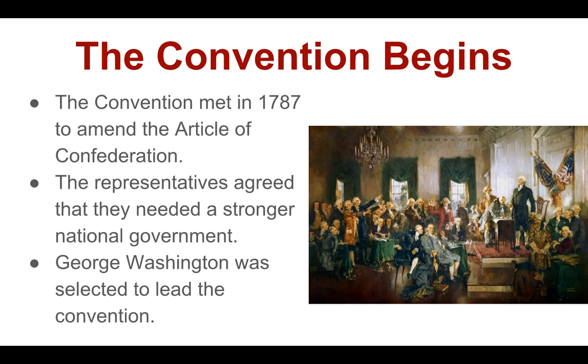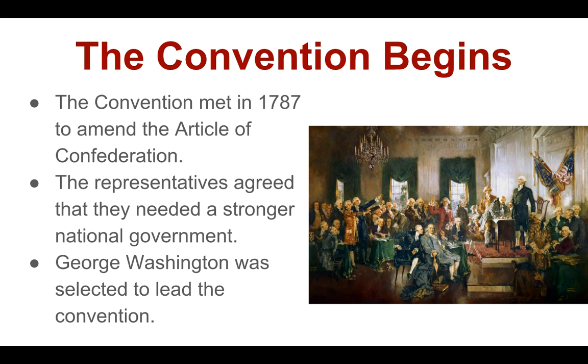The convention began in 1787 with the expressed purpose of amending the Articles of Confederation. The Articles of Confederation were recognized as not working, and therefore they needed to be changed. At this Constitutional Convention, the vast majority of the representatives who arrived recognized that they did need a stronger national government. And this will eventually lead toward abandoning those Articles of Confederation.